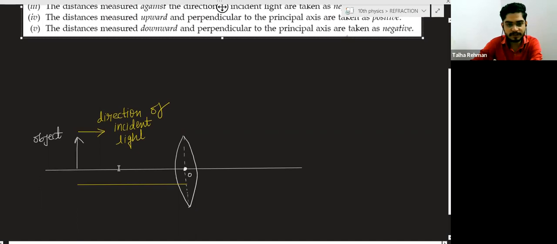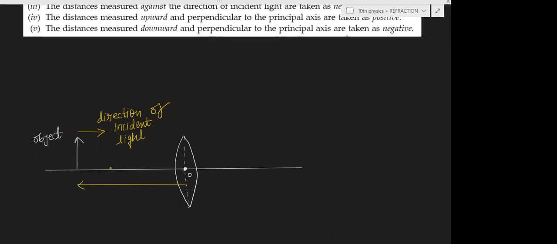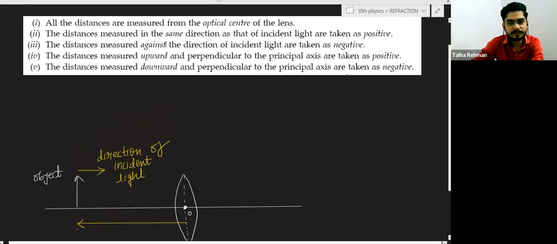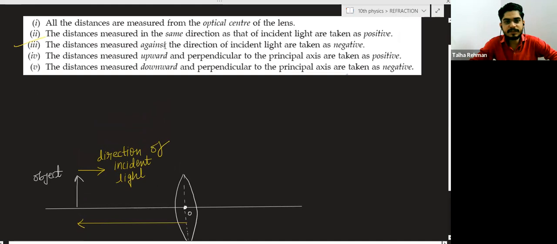You are moving in this direction, so it means that you are moving in the opposite direction of incident light. If you are moving in the opposite direction of light for measuring the distance, then you will consider that distance as a negative distance. Here in point number three it is written: the distances measured against the direction of incident light are taken as negative.